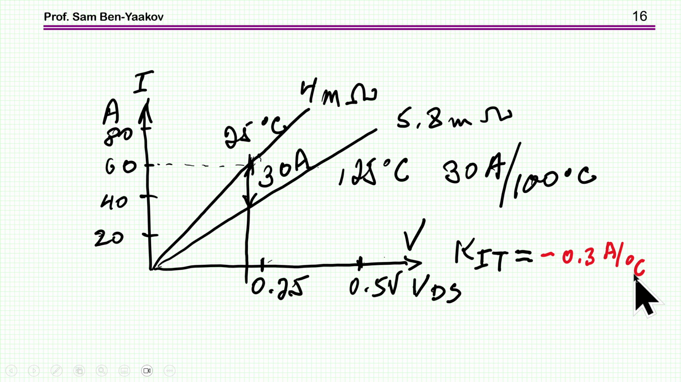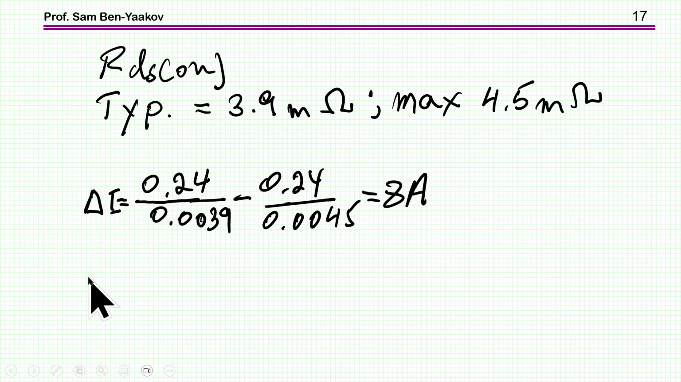In the case of the IGBT, we had 0.16. Okay, here it's 0.13 amp per degree centigrade. So now I can also calculate what is delta I. Now the typical value at 25 degrees is 3.9 milliohm.